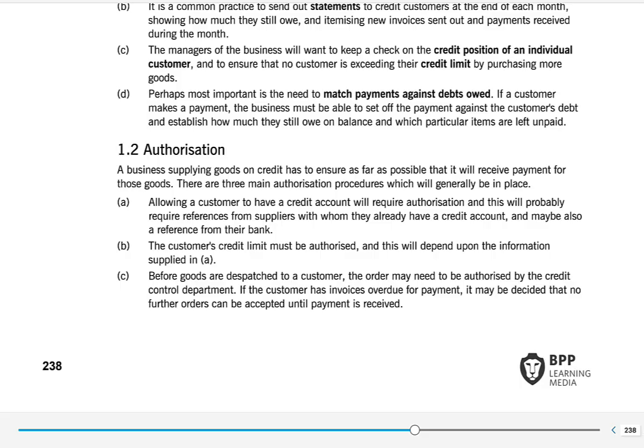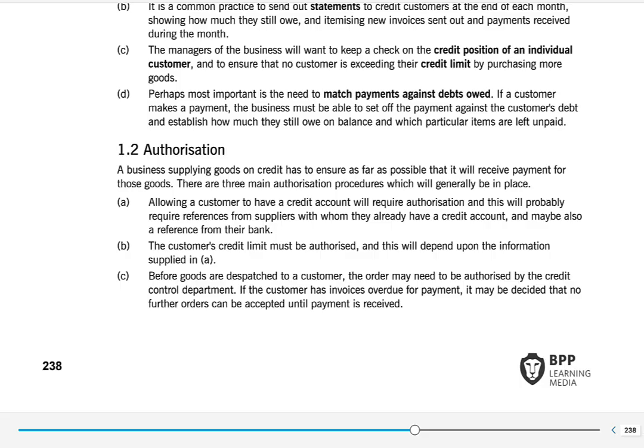How this links back to the receivables ledger. This is why customer personal accounts matter. Credit control needs to look at the customer's account and see what is outstanding, what is overdue, and whether the customer is keeping to terms. So Lesson 1.2 and the receivables ledger work together. The receivables ledger provides the information. Authorization procedures use that information to make safe decisions.